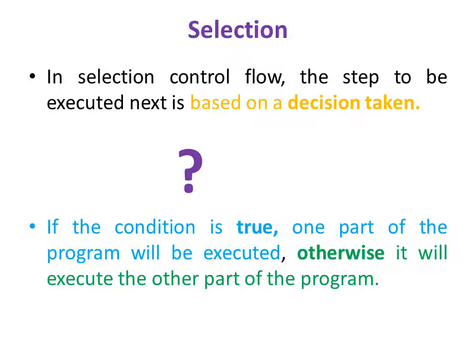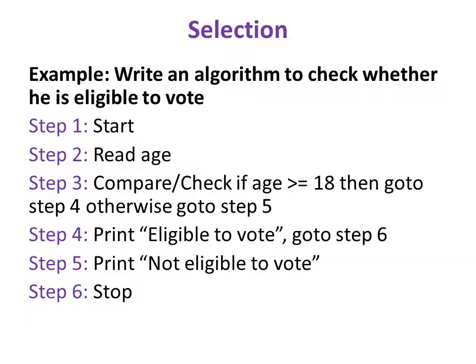The next is selection control flow. So here the control statements are executed based on some condition, and if the condition is true, a part of the code will be executed, and if it is false, another part of the code will be executed. Not like the sequence control flow, here only some of the instructions are executed. So let us see this example.